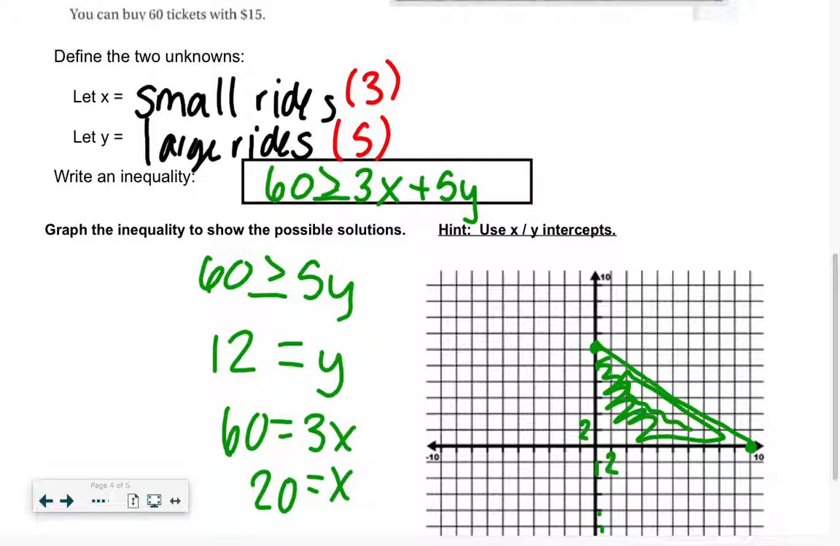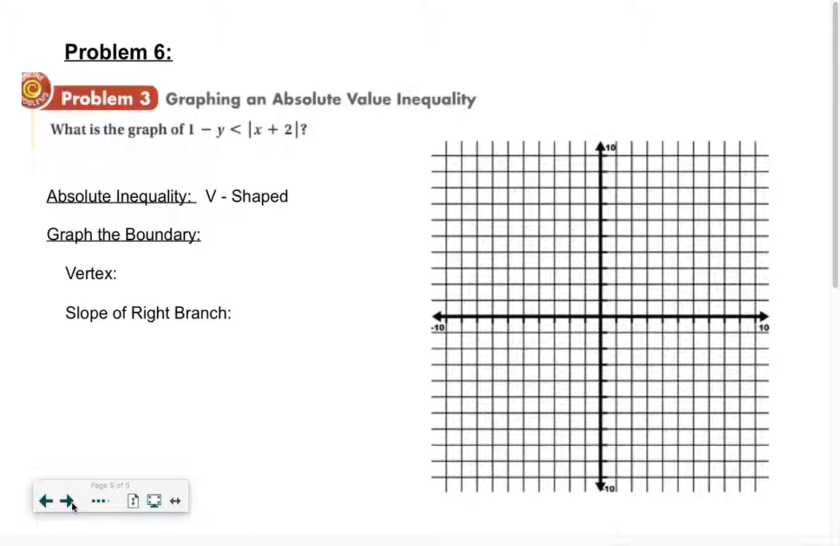We good there? Okay. I think this is our last page. Alright, graphing absolute value inequalities. Absolute values, remember, are our V shapes. On this first one, 1 minus y is less than absolute value of x plus 2. We want to get y by itself. So plus y, and then subtract the other stuff. So you'd have negative absolute value of x plus 2, plus 1.